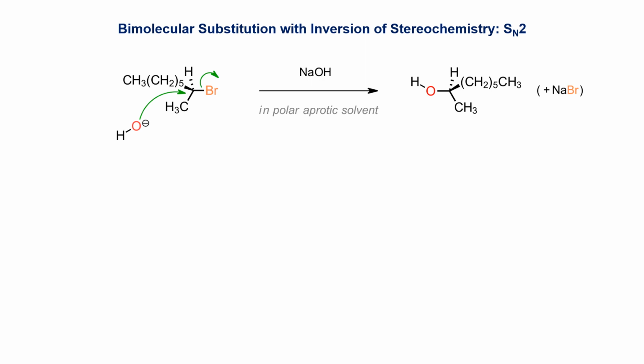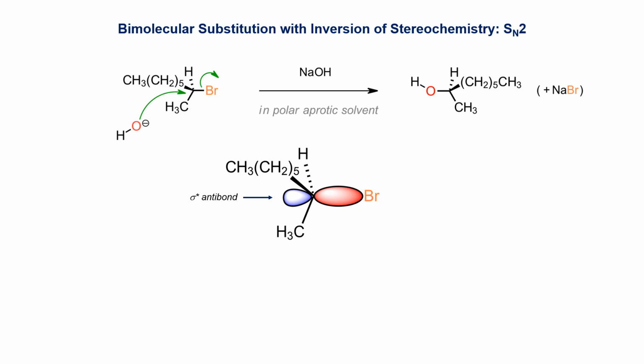The SN2 reaction is a bimolecular concerted mechanism with only one step. The nucleophile must approach the alkyl halide from the opposite direction from which the leaving group is breaking off. This is necessary for the nucleophile to deliver its electron pair into the sigma star antibond of the bond that is holding the carbon and leaving group together.